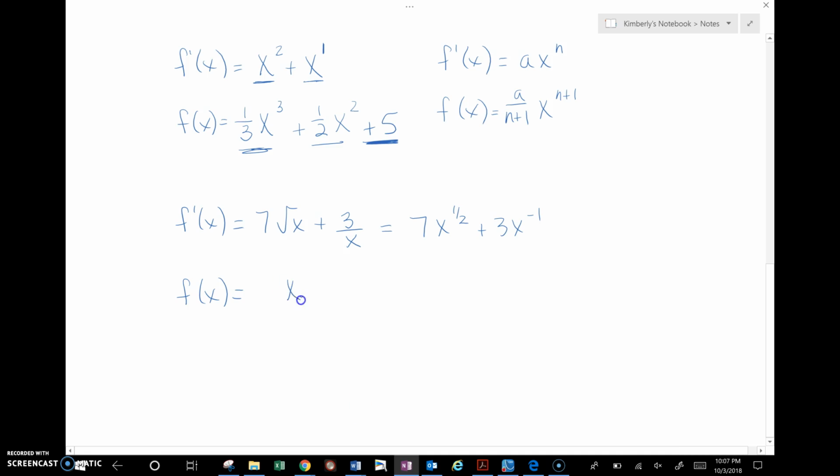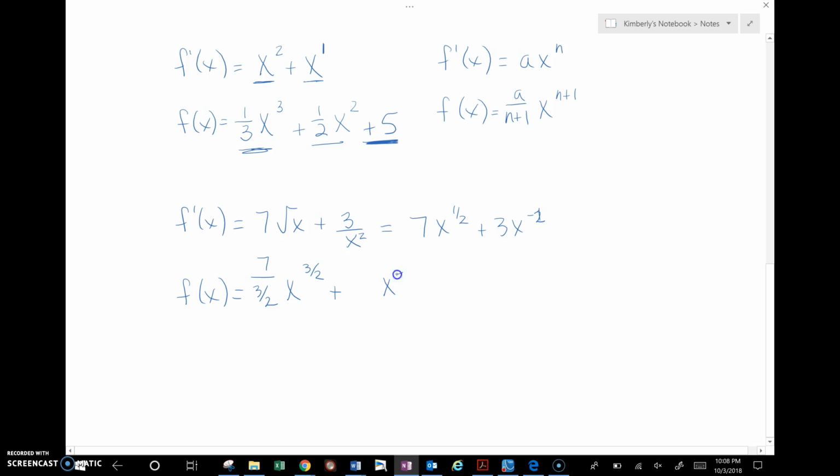We're going to add 1 to the 1/2 and get 3/2, and then we're going to take the existing coefficient 7 and divide it by 3/2. Next term, I kind of messed up here, and I am not going backwards. I'm just going to change this to 3 over x squared because there's an extra special trick to x to the -1, and we don't know that yet. Sorry. So we're going to change that to x to the -2.